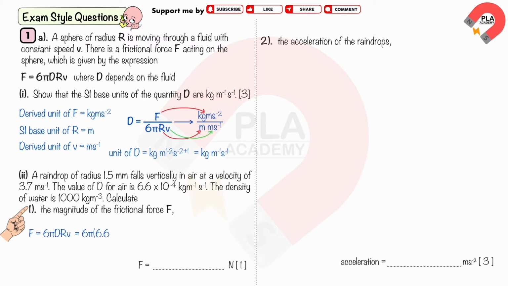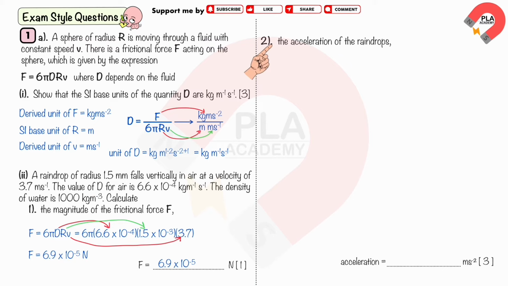We substitute d equals 6.6 times 10 to the power negative 4, r equals 1.5 times 10 to the power negative 3 meters, and v equals 3.7 meters per second. We get the force F equals 6.9 times 10 to the power negative 5 newtons to two significant figures.